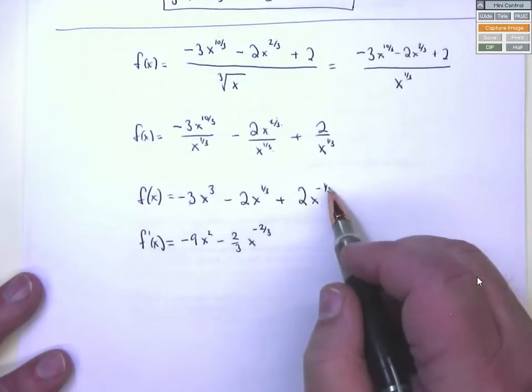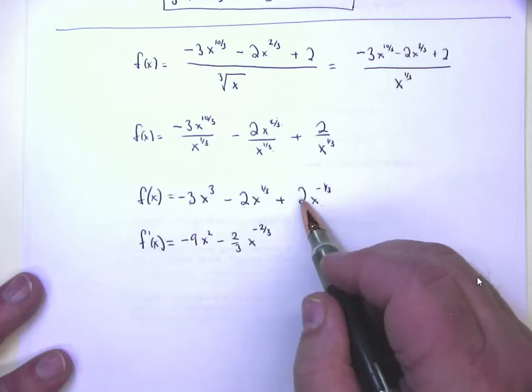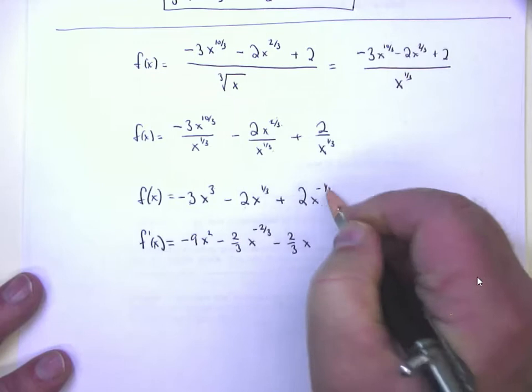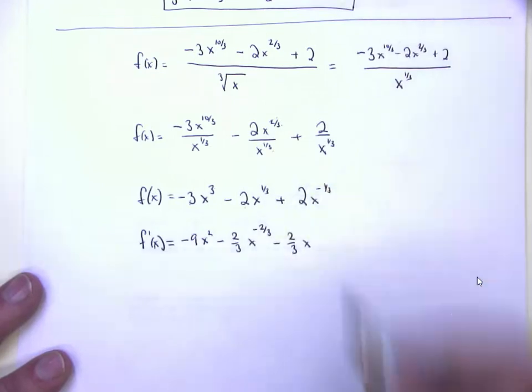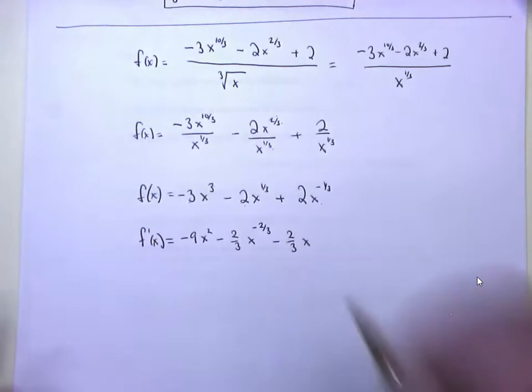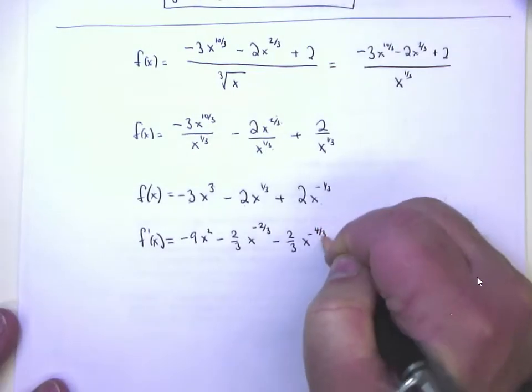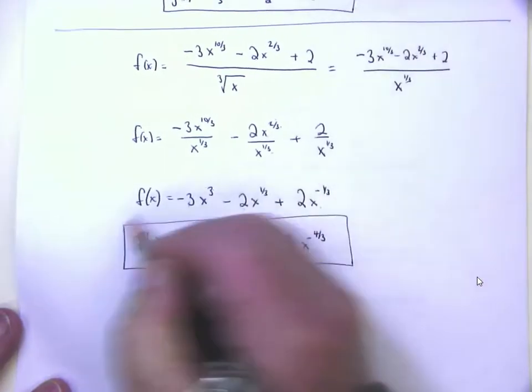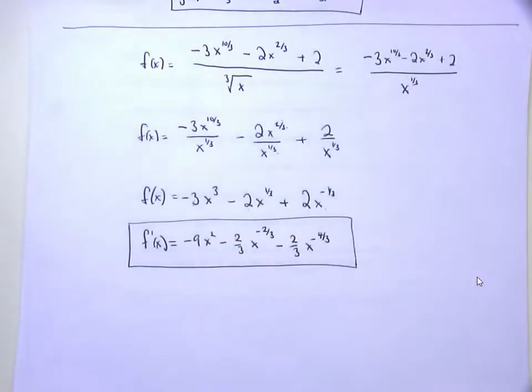You bring down your negative 1/3 times the 2. That makes it negative 2/3 x, and you subtract 1. Negative 1/3 minus 1. Negative 1/3 minus 3/3 makes it negative 4/3. And this is your answer. And this is the way you should type it in terms of Hawks.